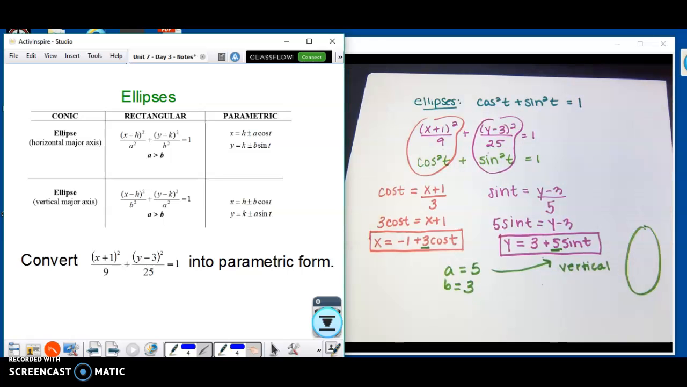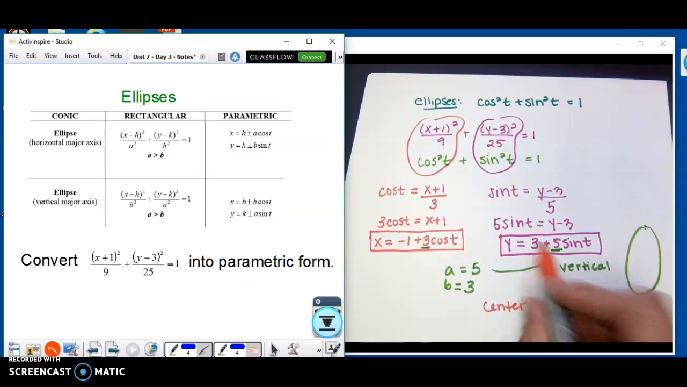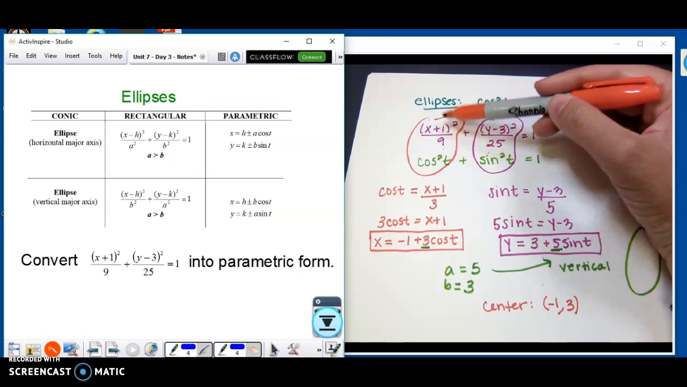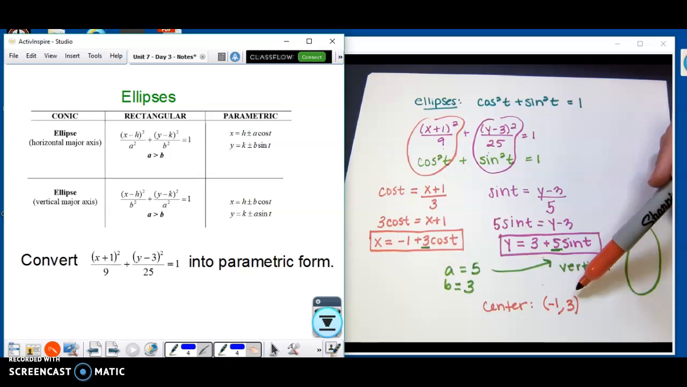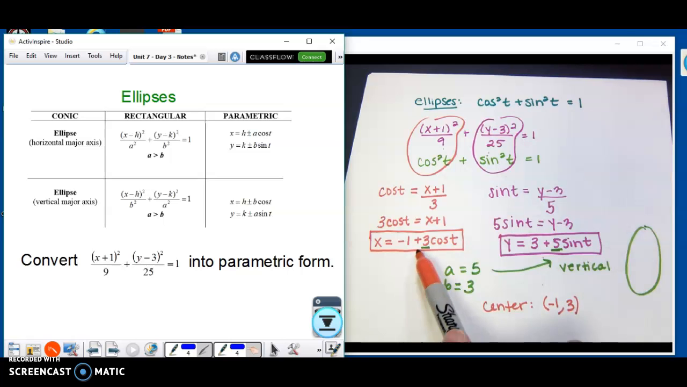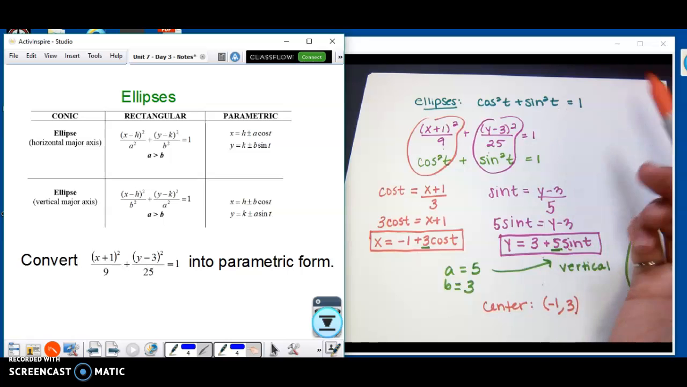So there's one thing. Also, for the center of your ellipse, just like a circle, x has -1 here, so the x-coordinate is -1, and 3 here. If we wanted to go back and check, it's x plus 1, so that's -1, y minus 3, so that gives you +3. So you can get some of this stuff from the parametric equation without actually having to have the rectangular equations if you had to graph it.